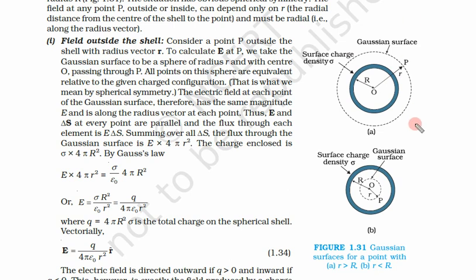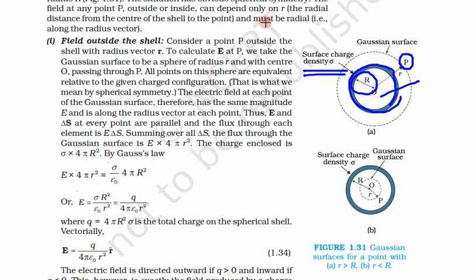So let us solve this example of a thin spherical shell. This is our shell. It has a radius capital R. The point P is outside this shell at a distance small r. Let the surface charge density of this thin spherical shell be sigma.